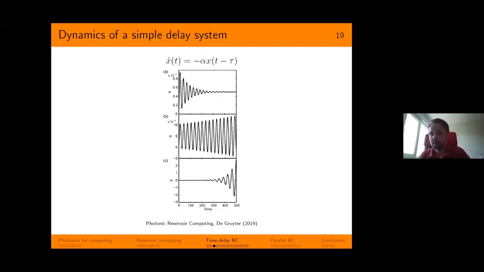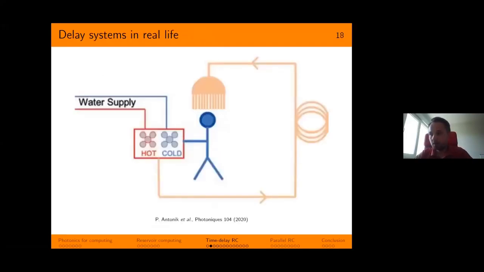Furthermore, such systems are very high-dimensional systems because their state space at time t depends on the past history between t and t minus tau. These systems are rather easy to implement and study experimentally because all they require is one nonlinear node and a delay line through which acts the feedback. In the example of the shower, the nonlinear node is the person that turns the faucets, and the delay is the pipes of the shower.